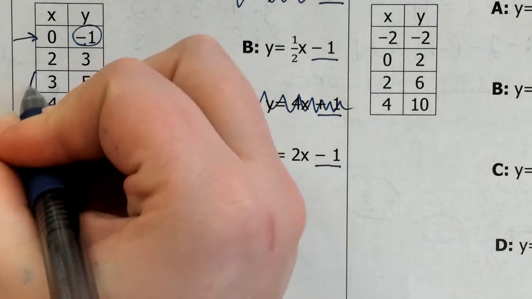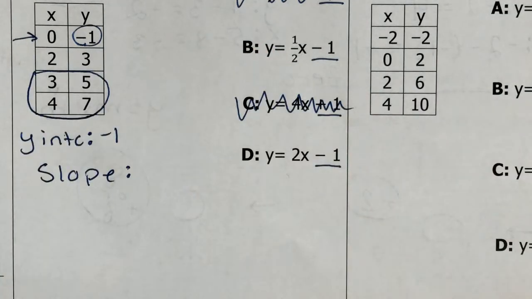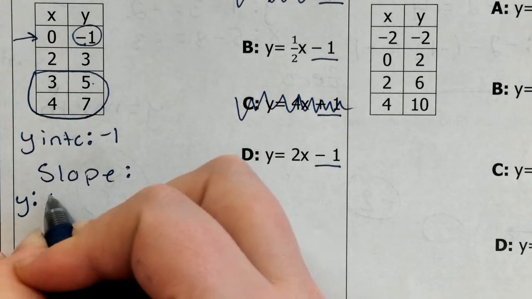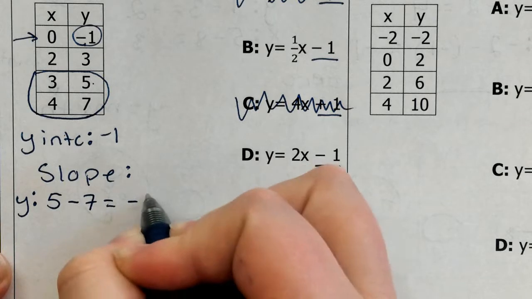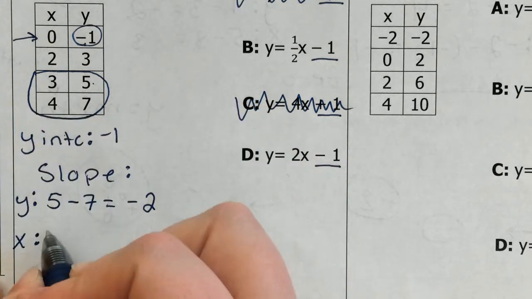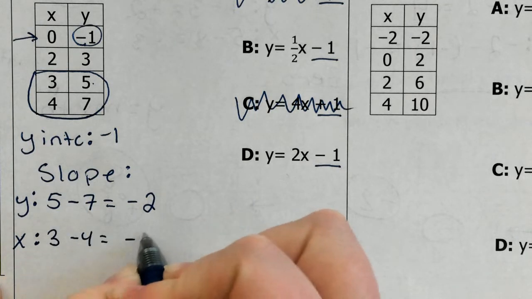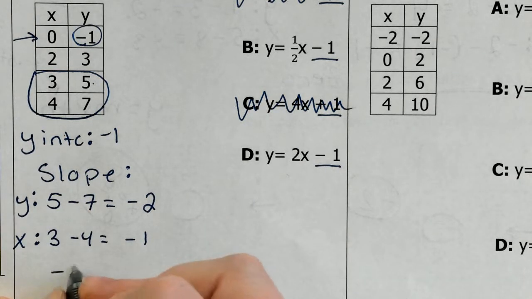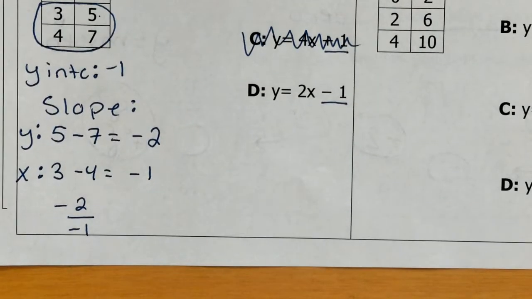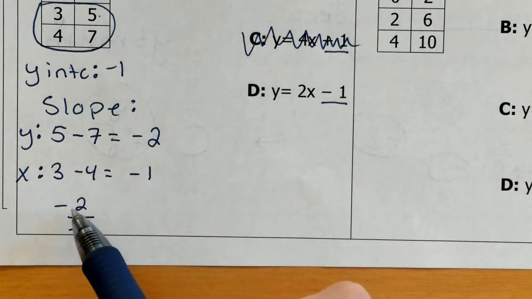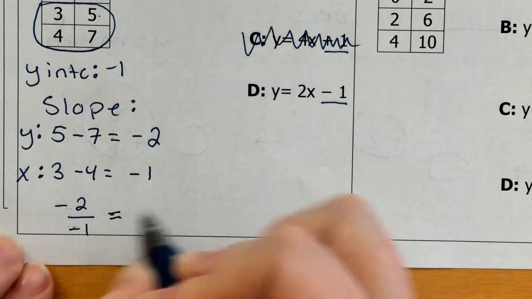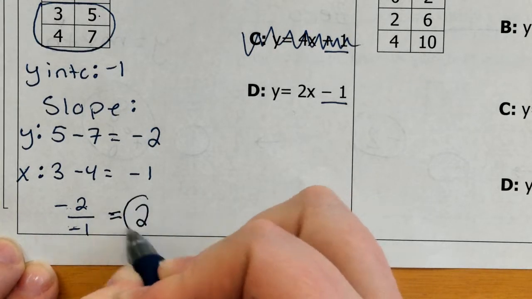So let's pick 2 points. Why not pick the 2 on the bottom here? So I start with my y values, 5 minus 7. That equals -2. My x values, 3 minus 4. That equals -1, which means my slope is going to be -2/1. We talked a little bit about this before, but since these are both negative, negative divided by a negative means we're going to have a positive slope. 2 divided by 1 is 2.